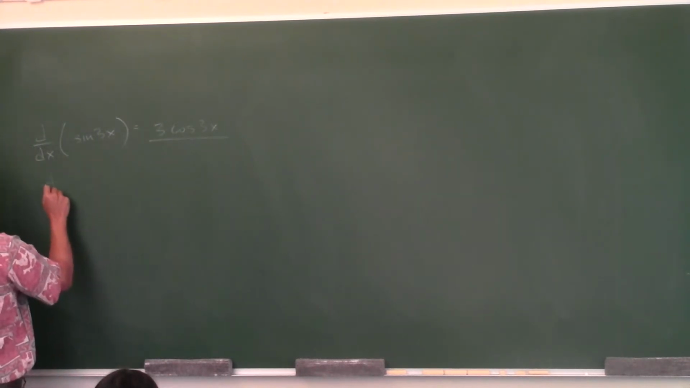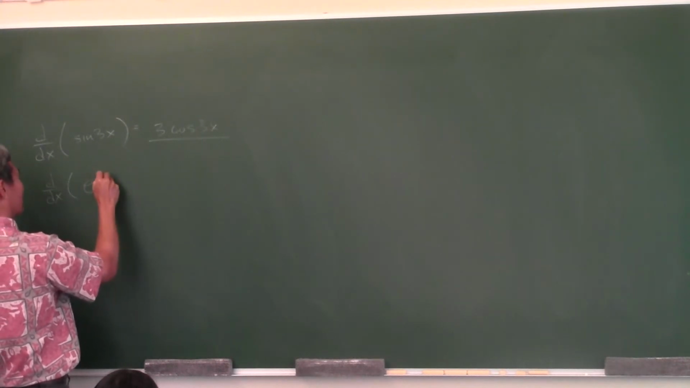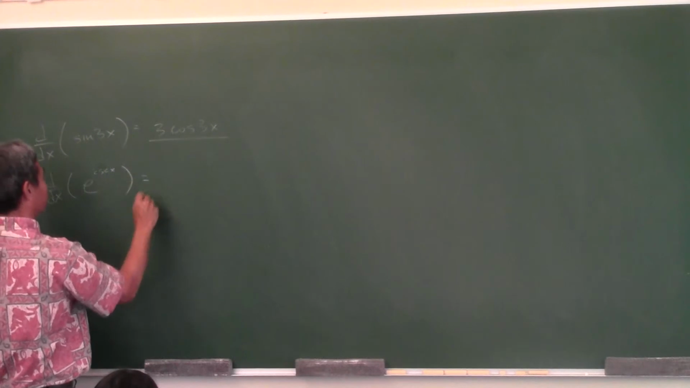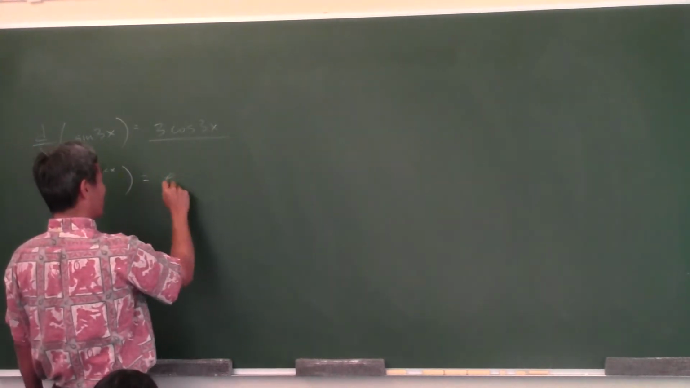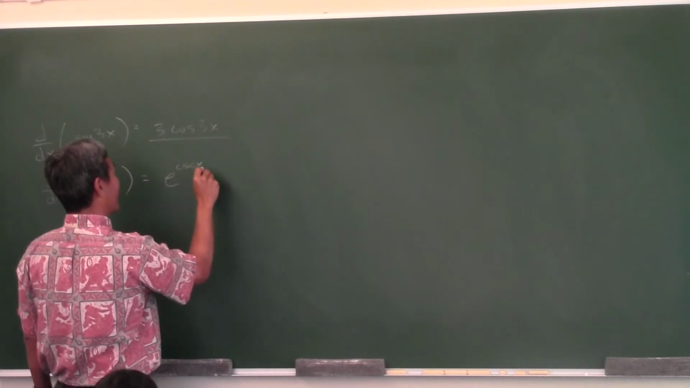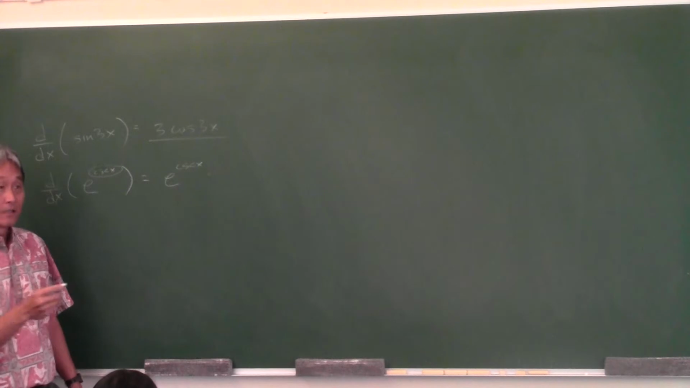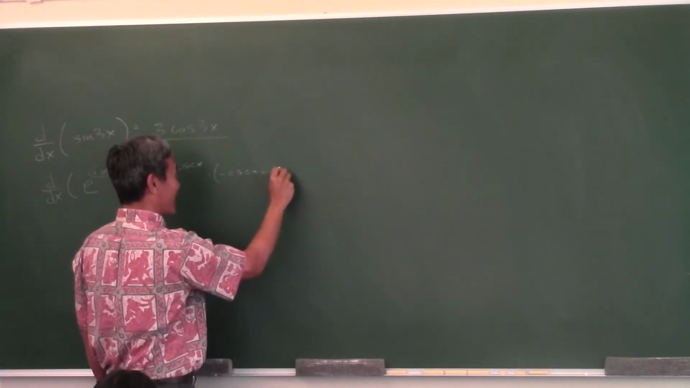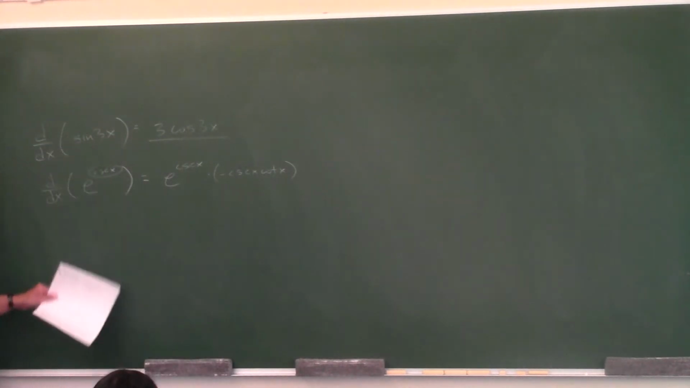Like here, what is the derivative of e to the box? Is it just e to the box? No, then you gotta multiply by the derivative of box, which is negative cosecant x cotangent x. That's it, and you just put it. So that's the whole left-hand column of derivatives.